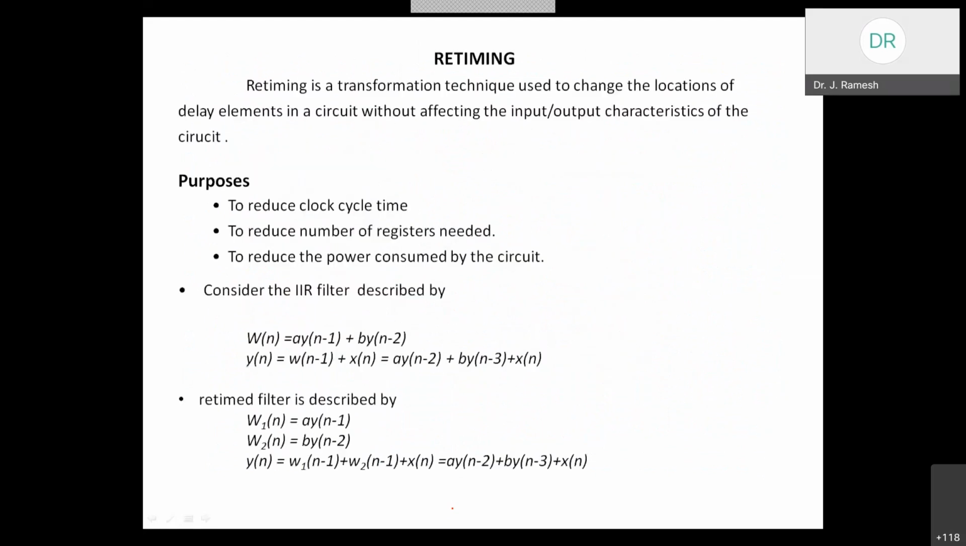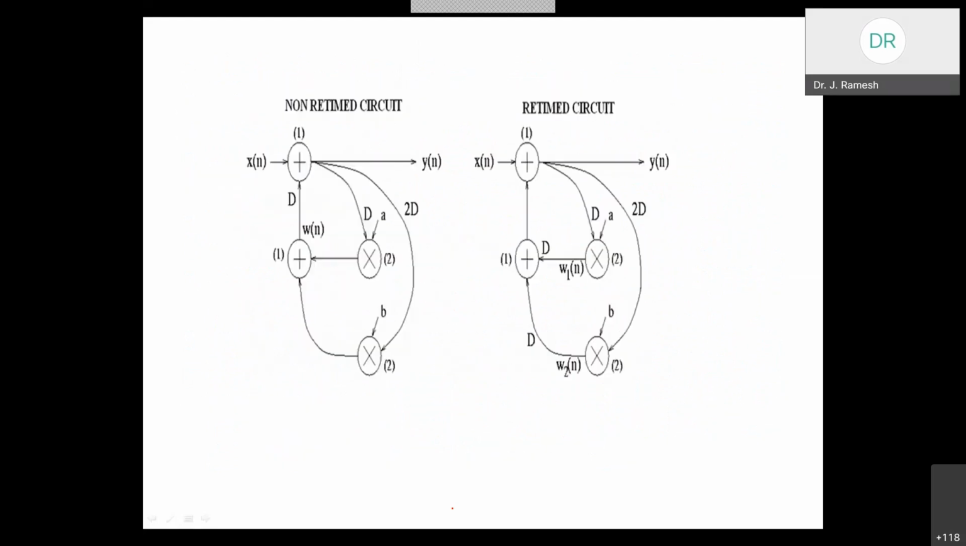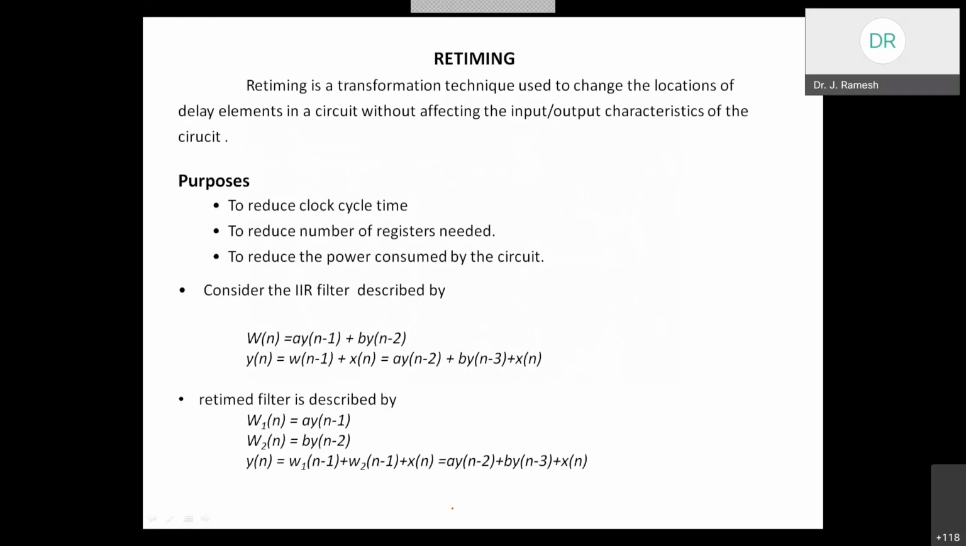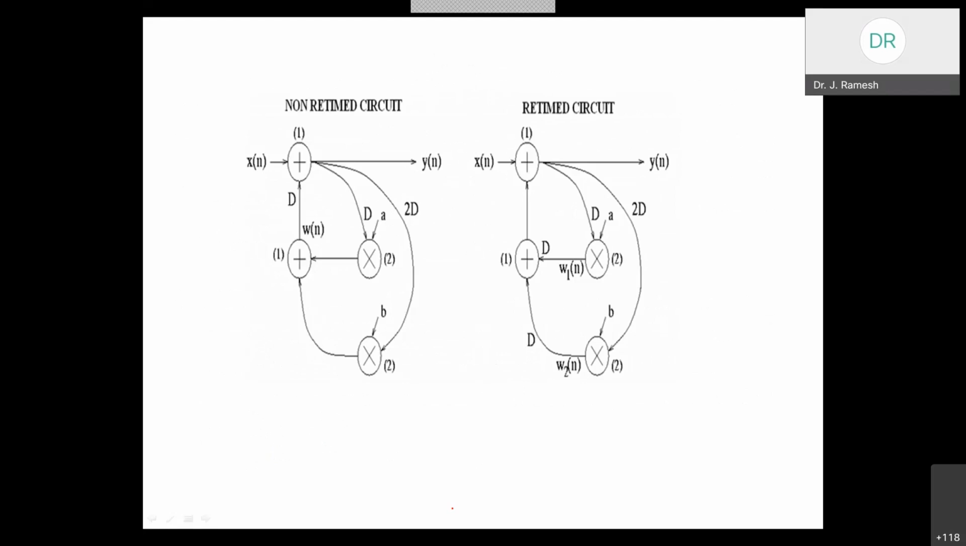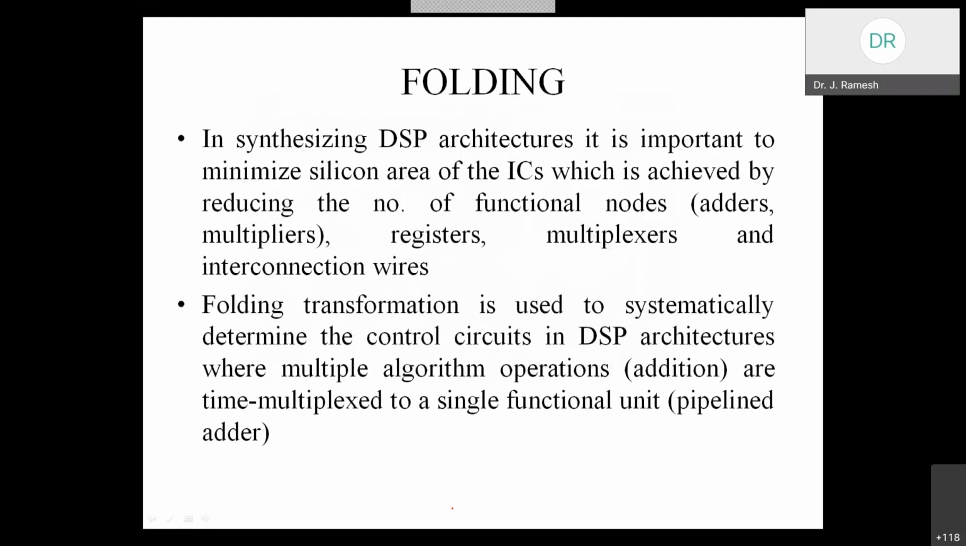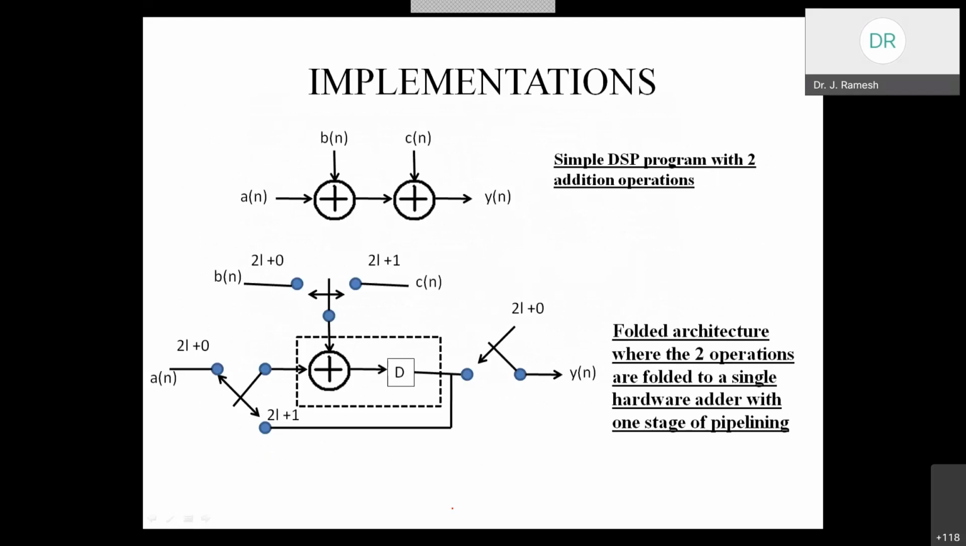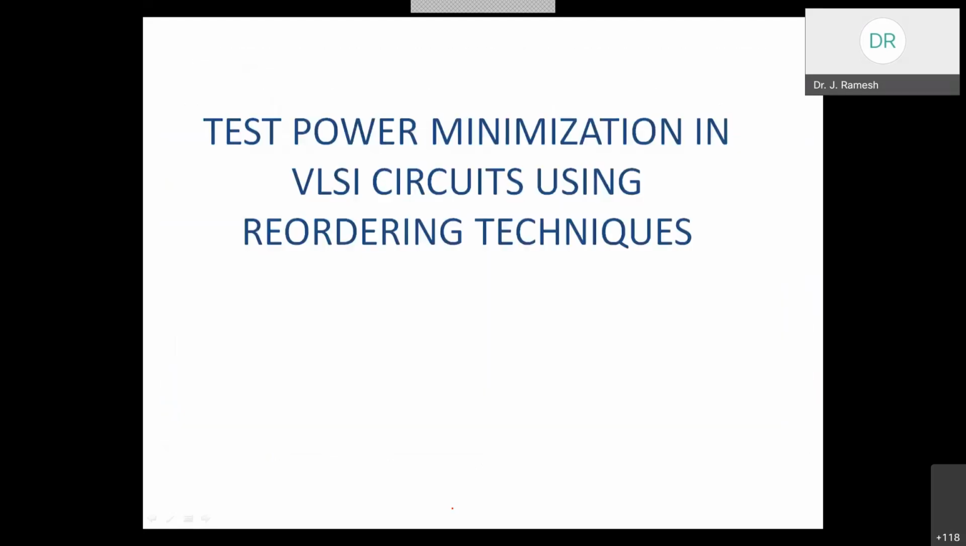We told we can go for retiming. By retiming, for a non-retimed circuit and the retimed circuit, the speed will be increased, and again the power consumption will be reduced. Also by going for holding architecture, we can reduce the power. So up to this we have seen the various techniques which can be applied for power reduction at the various levels of design abstraction in VLSI design.